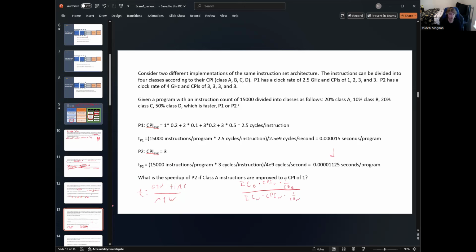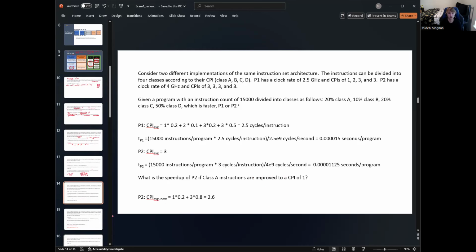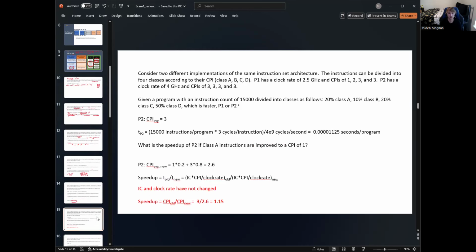If the instruction count of both of these are the same, we can just cancel it out. If the clock rate of both of them are the same, we can just cancel it out. And the only thing you have to recalculate is the CPI. So here we recalculated 2.6. And then since the IC and the clock rate have not changed, we can just take the old CPI and divide it by the new CPI. Does that make sense to everybody? How you can skip steps in the calculation if you know what they are, or if they haven't changed between improvements of instructions.